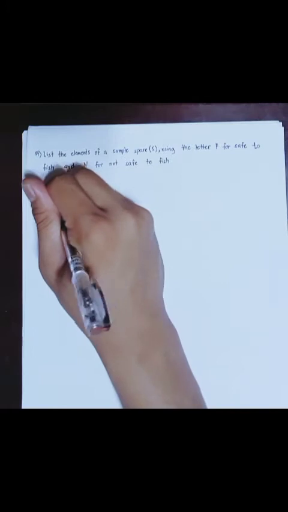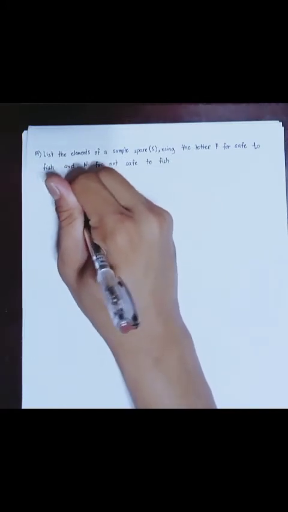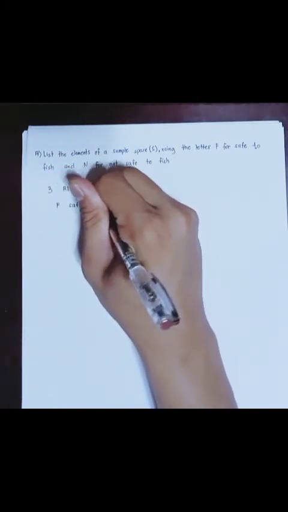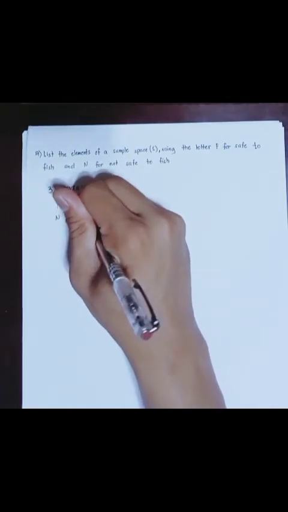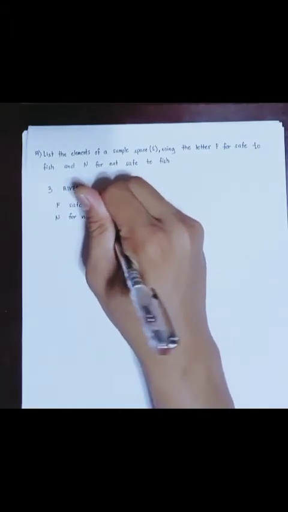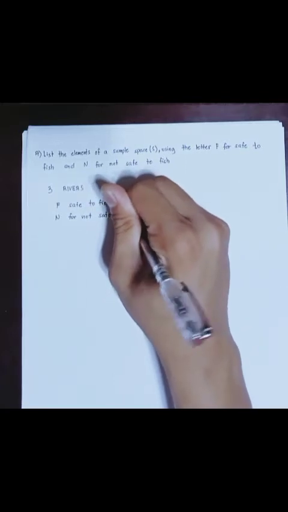In the first subpart, we are asked to list the elements of the sample space using the letter F for safe to fish and N for not safe to fish. So in order to list all the elements of the sample, let us draw a tree diagram.